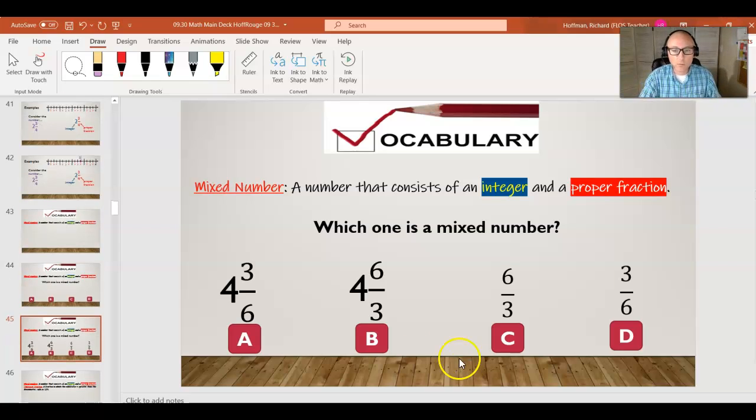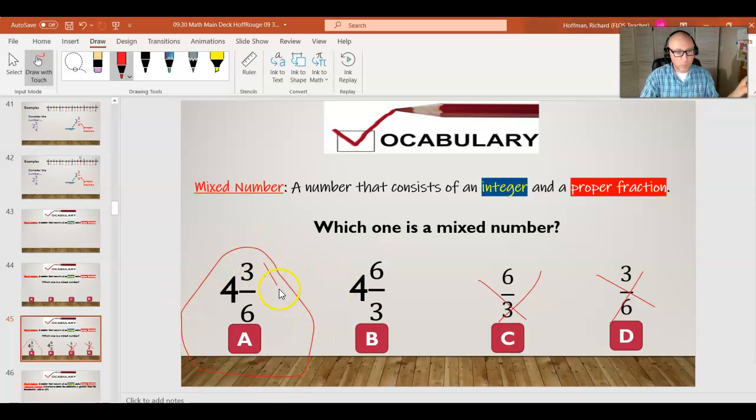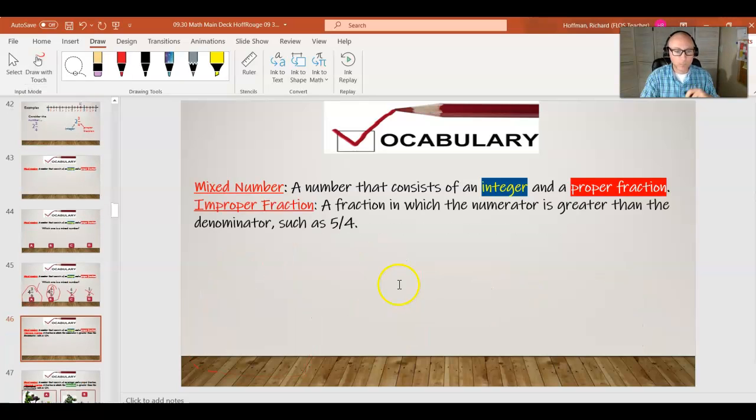All right, how did you do? Let's find out. Proper fraction, integer. Well, these don't have any integers, so it can't be those two. It could be one of these two. They both look like, oh, wait a minute. This one is the correct answer. Why not this one? Why not B? Because that's not a proper fraction. Well, what makes it proper? Well, I'm glad you asked.